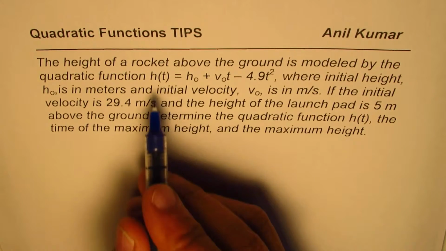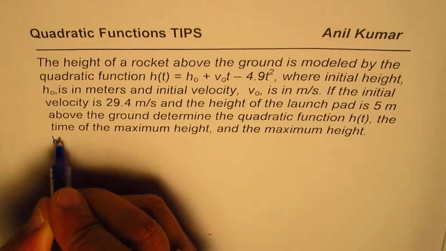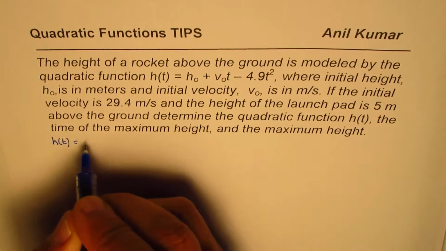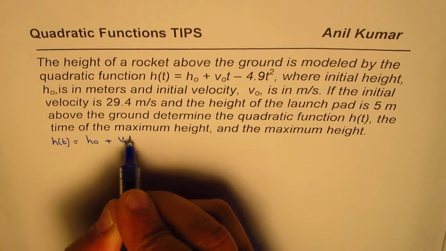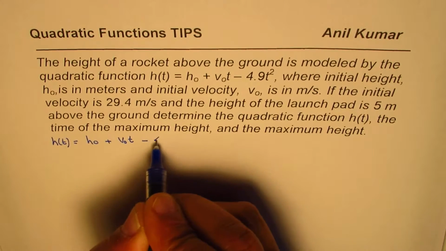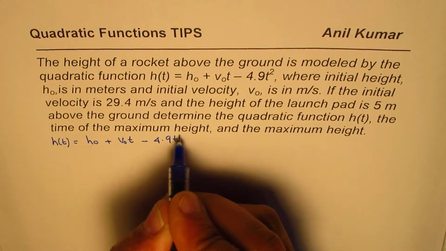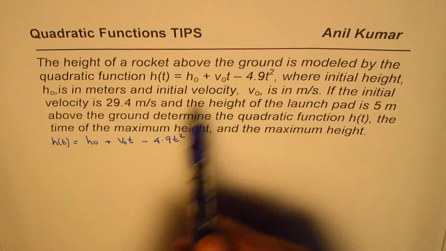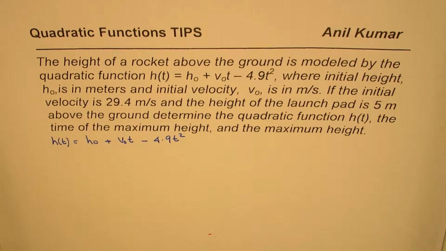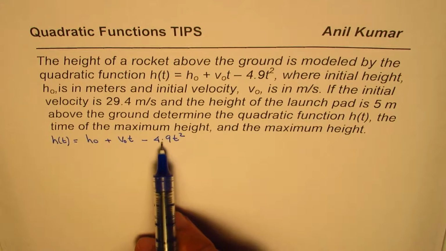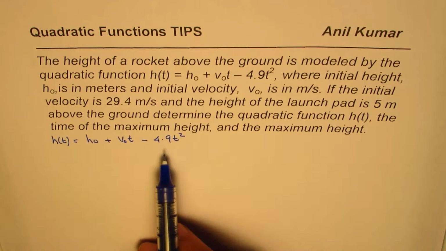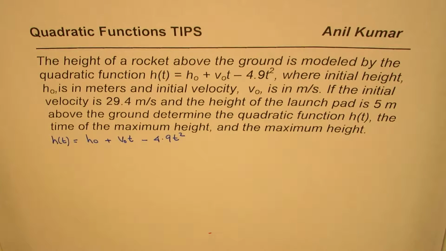So let's begin with the equation itself. We are given h(t) = h0, the initial height, plus initial velocity times time, minus 4.9t squared. Now, sometimes the equation may not be given to you. This is because of gravity, half of 9.8 t squared. So you may have to remember this equation for some students, okay?